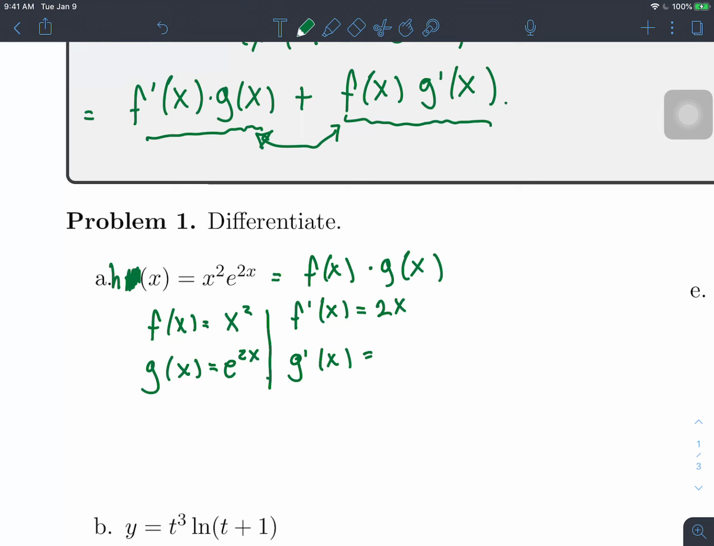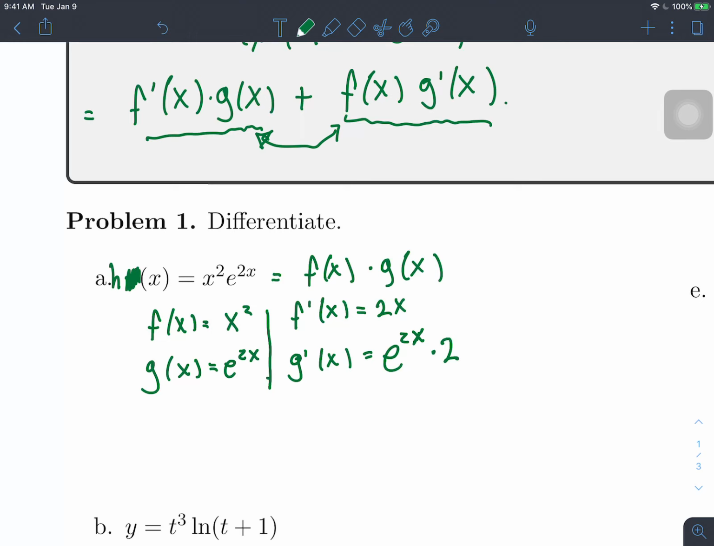Yes? Wouldn't it be e to the 2x times 2? Exactly right. It would be e to the 2x times 2. And what rules did you use? The e to the kx. Okay, e to the kx rule.